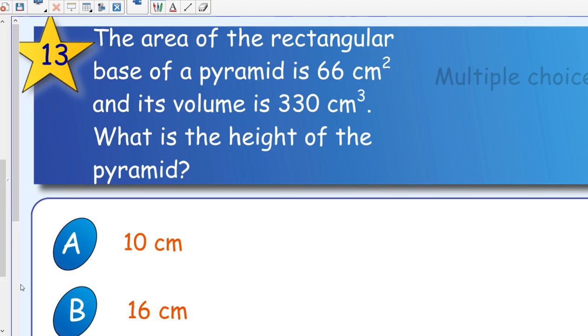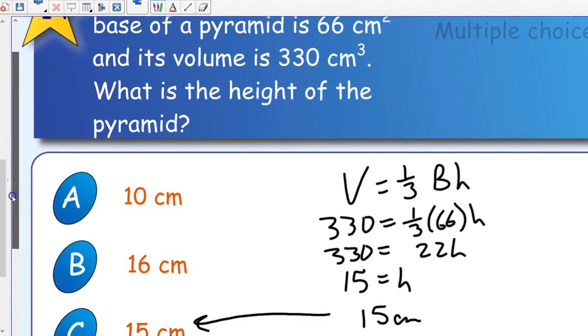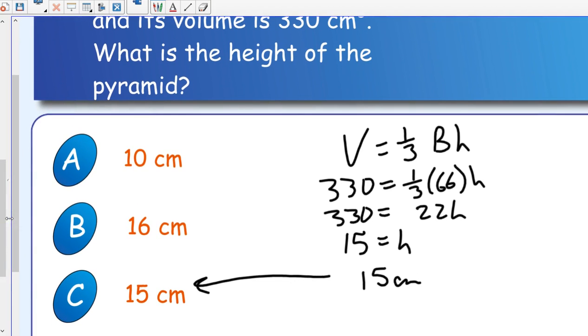Rectangular base pyramid, the area is 66. So they give you the capital B here. The volume they give you is 330. Looking for the height. Pause it. And so, again, if we look over here, we're solving, fill in, substitute in, base is 66, so 22h this side becomes, and this is just algebra, divided by 22, 15 centimeters.